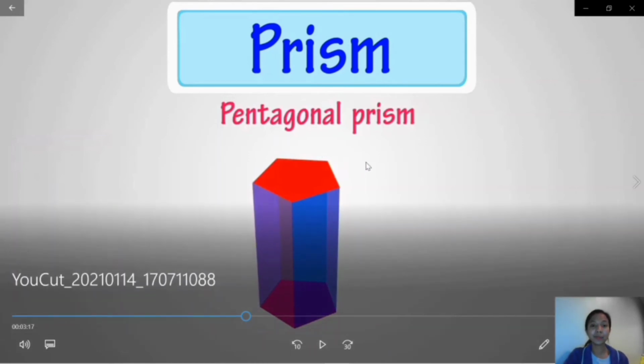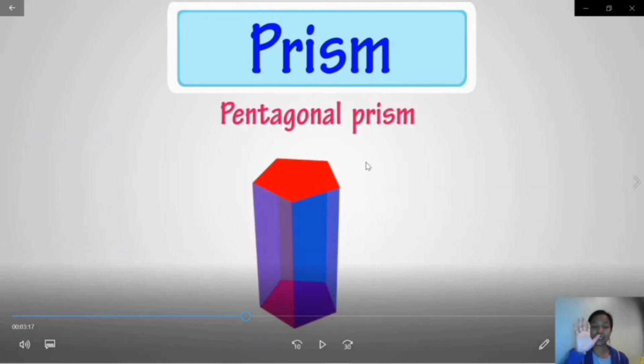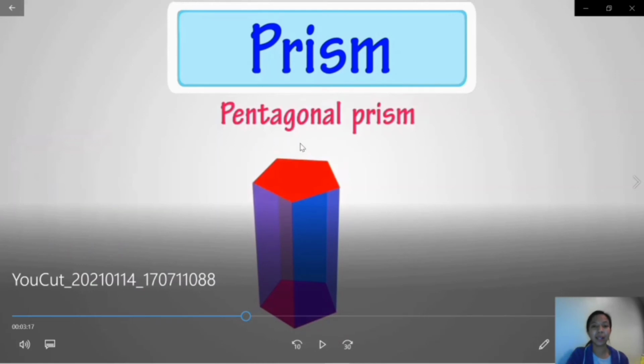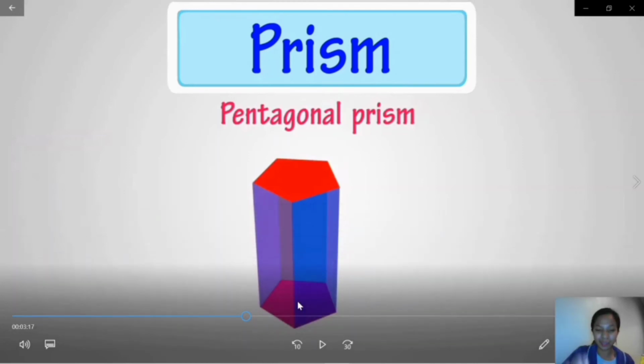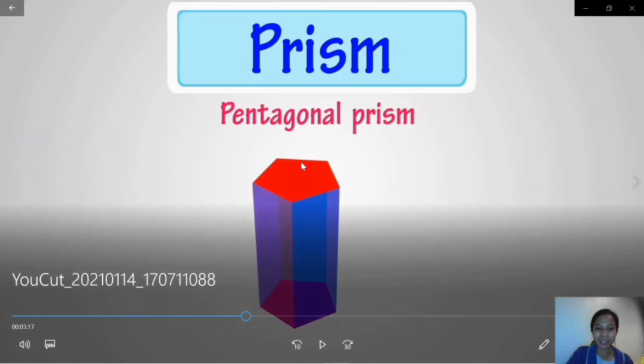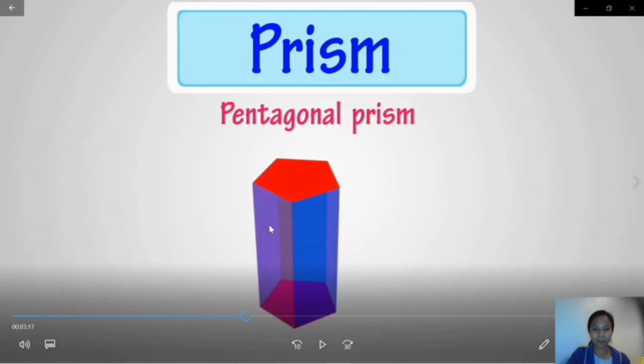If you can still remember, how many sides does the pentagon have? It is 5 sides. Pentagon, 5 sides. So this is called pentagonal because the top and the bottom are in pentagon shape. So that's why it is pentagonal. And then it is a prism because the other faces of this object are in rectangular shape.